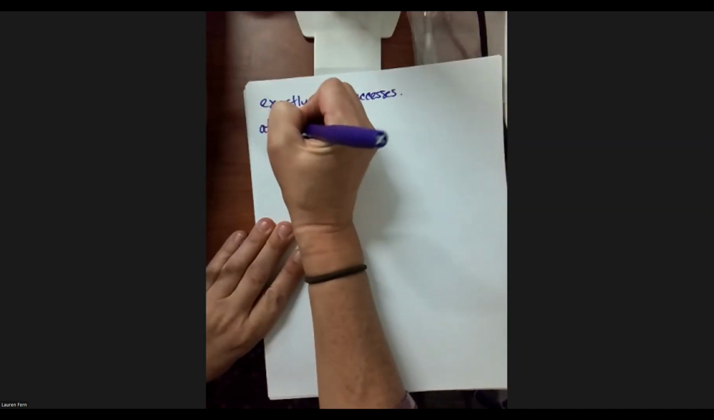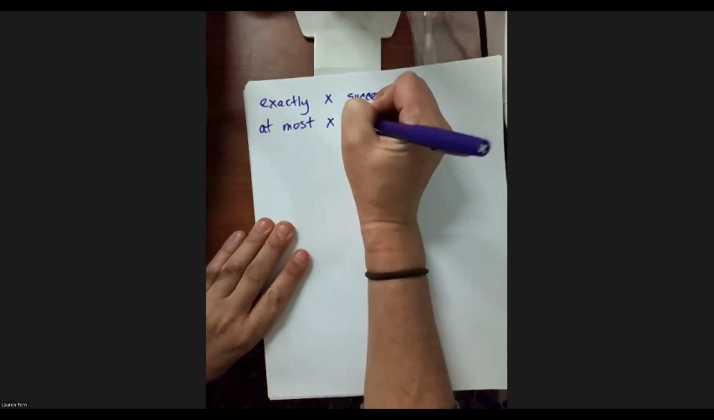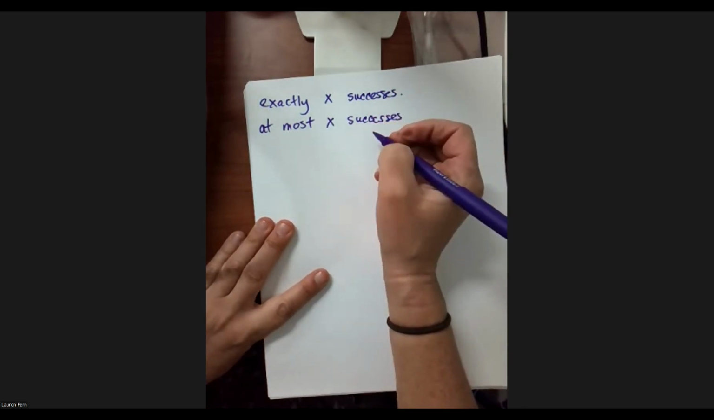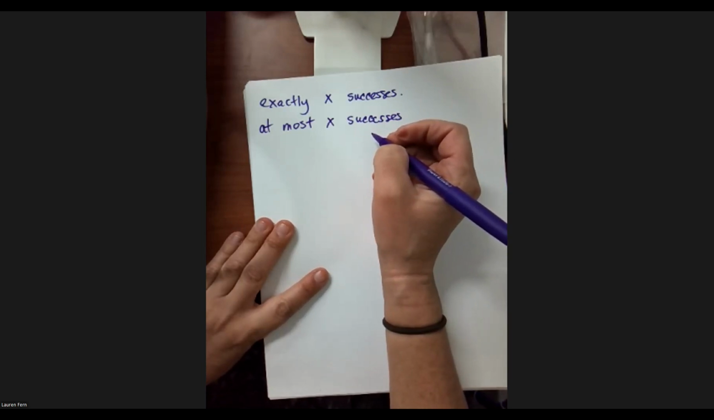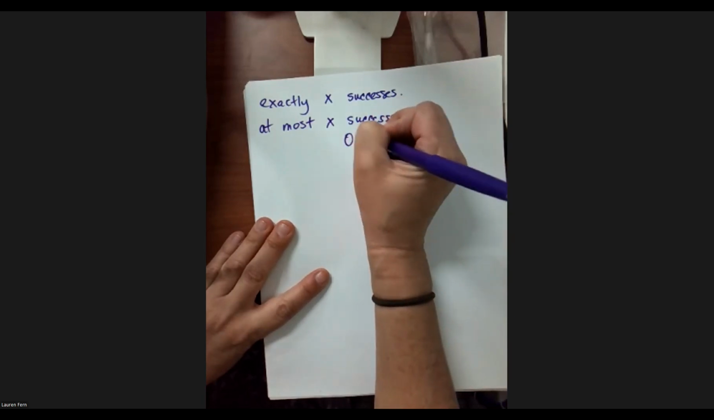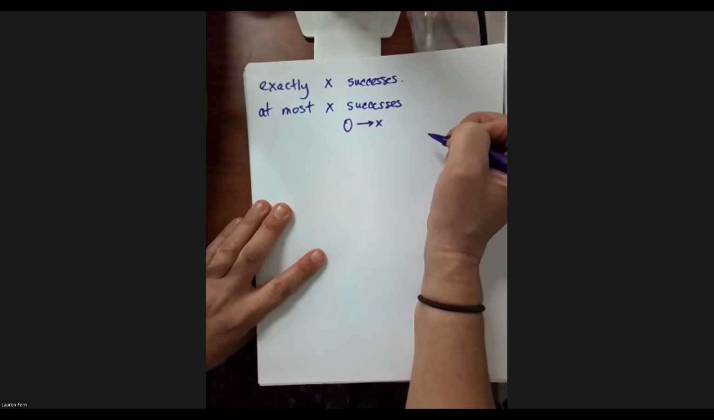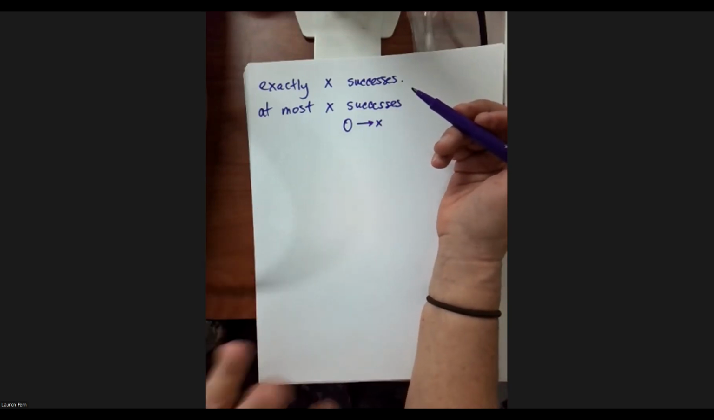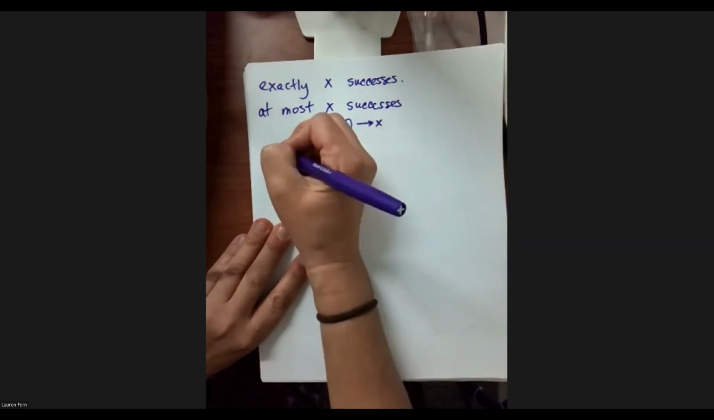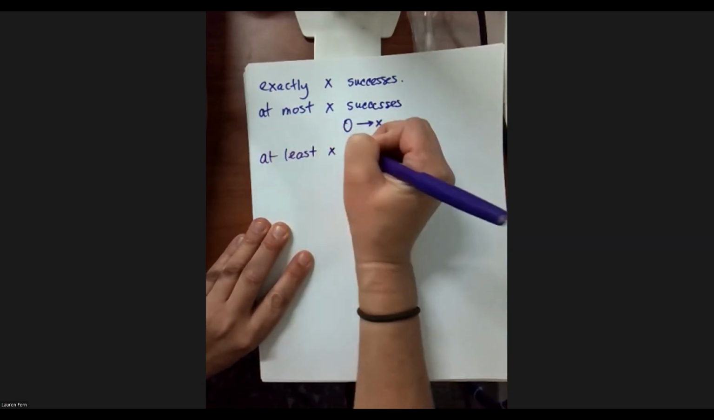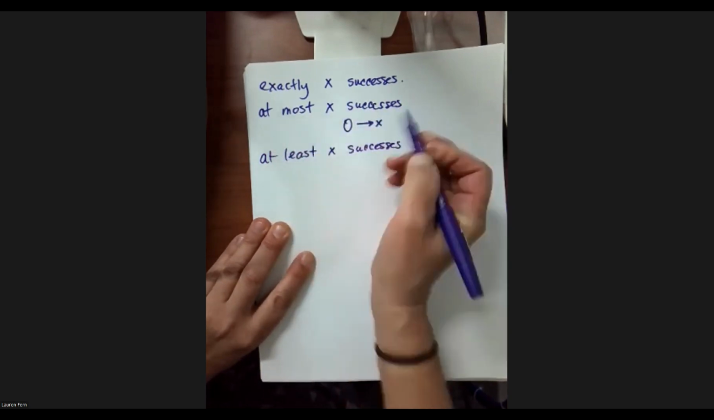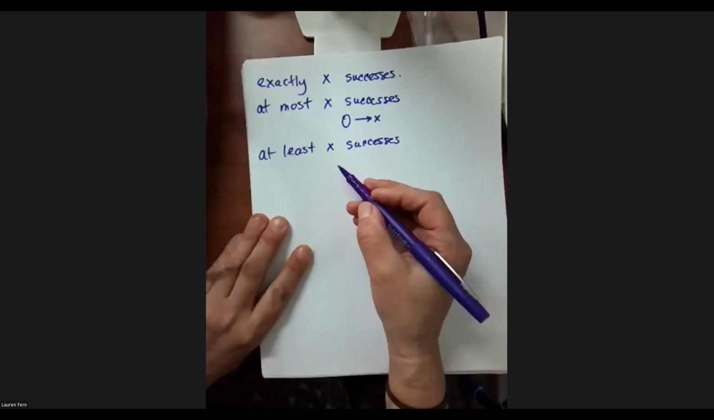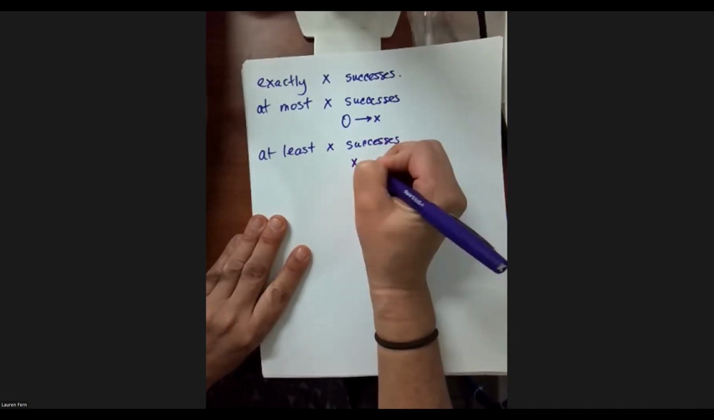We might want to find at most X successes. What does at most X mean? Doesn't it mean zero through X? At most five is five or less, and it can go down to zero. I could have at least X successes. These hints that I'm writing down here are meant to be very helpful. They'll help guide you in the homework, I promise. What does at least X successes mean? Doesn't that mean X or more?